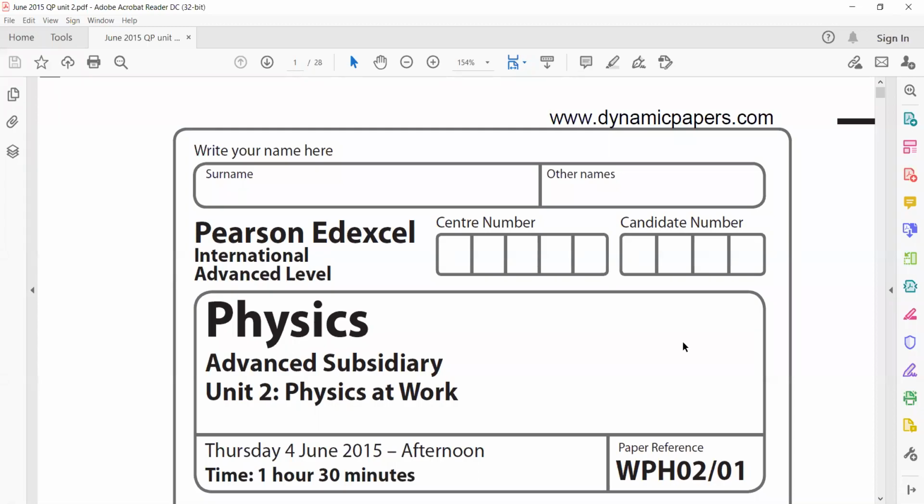Good evening, everyone. This is June 2015 of IEL Physics, Unit 2.